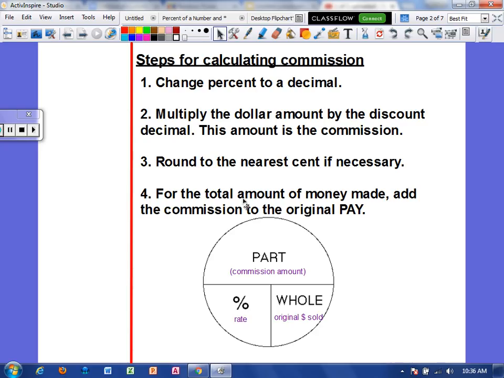If it wants the total amount, here's where it's going to be a little bit different from tax and tip. If we want the total amount that person made, we have to figure out what they were originally paid, then we're going to add the commission. With tax and tip, we added the part and whole, but we're not going to do that with commission. We're going to add the part plus the amount that they were originally paid to find out the total amount of money that they would make. So let's do some examples together.